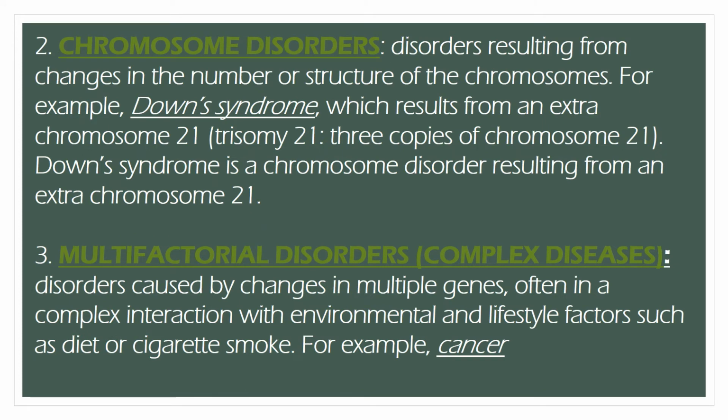Now let's talk about the second category, the chromosome disorders. A chromosome disorder is a disorder resulting from changes in the number or structure of the chromosomes. For example, Down syndrome, which results from an extra chromosome 21, the trisomy 21. Trisomy 21 means three copies of chromosome 21. So Down syndrome is a chromosome disorder resulting from an extra chromosome 21.